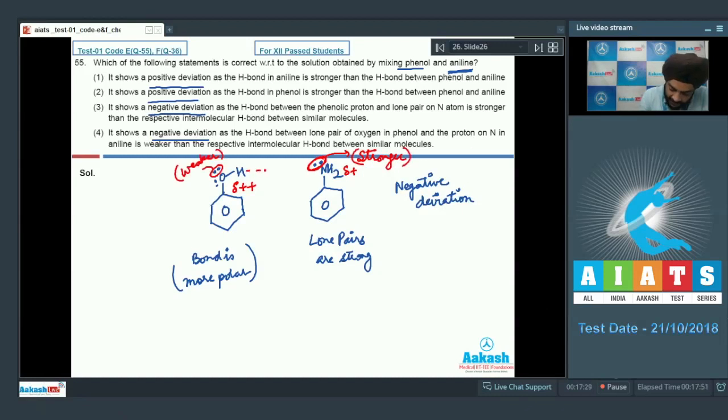So the interaction between the phenolic proton and the lone pairs over nitrogen in aniline will be strongest among all types of intermolecular forces present between these two compounds. So let us look at the options. Statement 1, it shows a positive deviation. This statement is incorrect. Second is also incorrect because it does not show a positive deviation, it shows a negative deviation. So we are left with options 3 and 4.